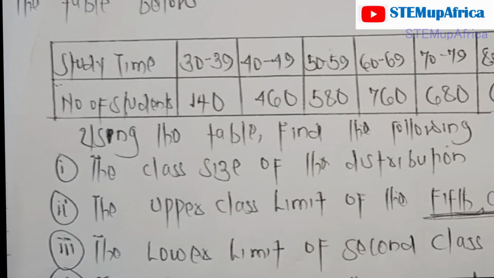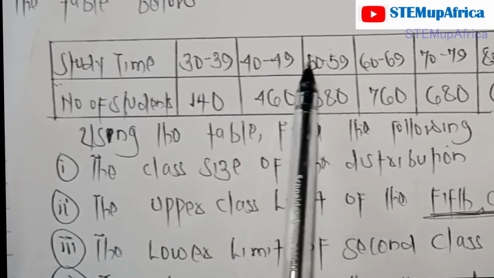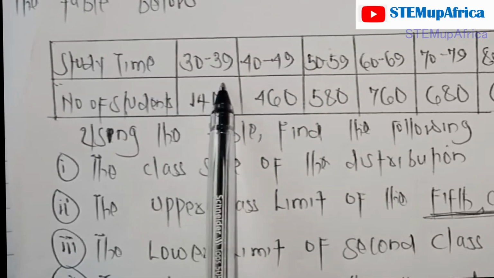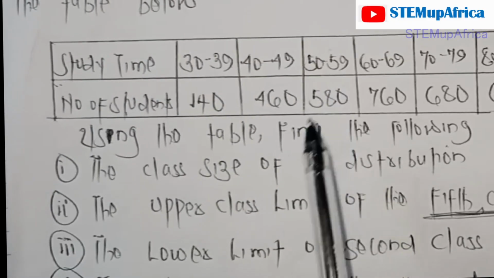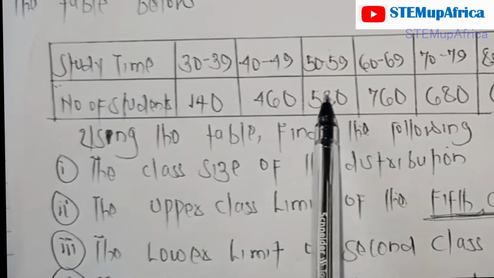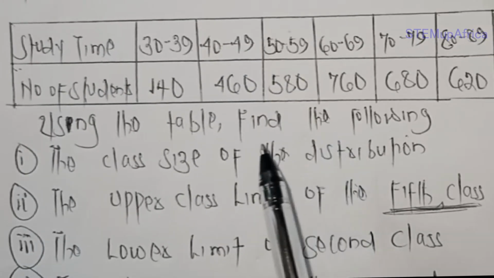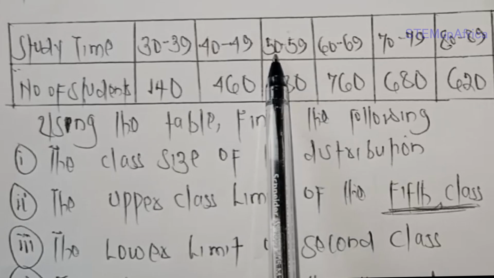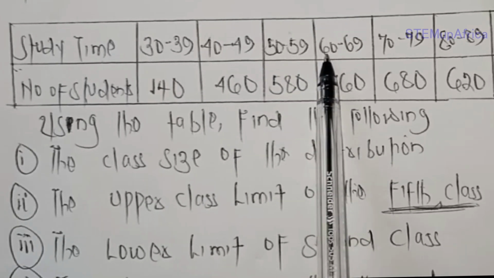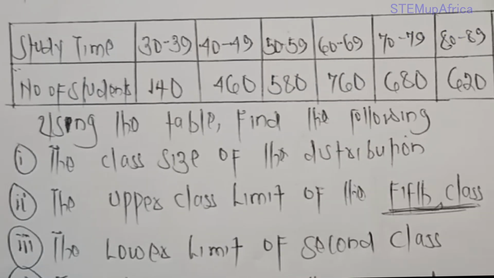So you cannot determine your class size with 30 to 39 and 50 to 59, because 30 to 39 and 50 to 59 are not consecutive. It's only 40 to 49 and 50 to 59 that are consecutive. The same is true for 50 to 59 and 60 to 69. I continue like that to the last class interval. So the class size is the difference between 2 class intervals.